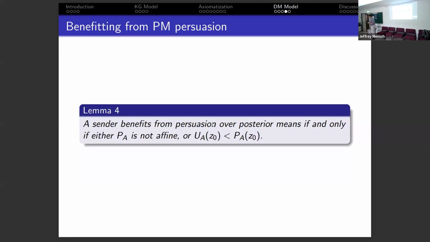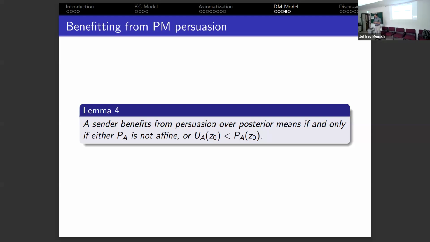Right, so what I'm going to need to do in order to extend my use of the idea that the sender has to benefit from persuasion in order to rule out non-trivial solutions is assume that the sender benefits from persuasion. Now, Dvorak and Martini don't have a result that characterizes this, so I needed a little bit of a lemma that says that a sender benefits from persuasion when you're thinking about persuasion over posterior means, if and only if one of two things holds. Either the price function is not affine, or the prior mean, UA of the prior mean, lies strictly below the price function. So as long as one of those two holds, the sender strictly benefits from persuasion.